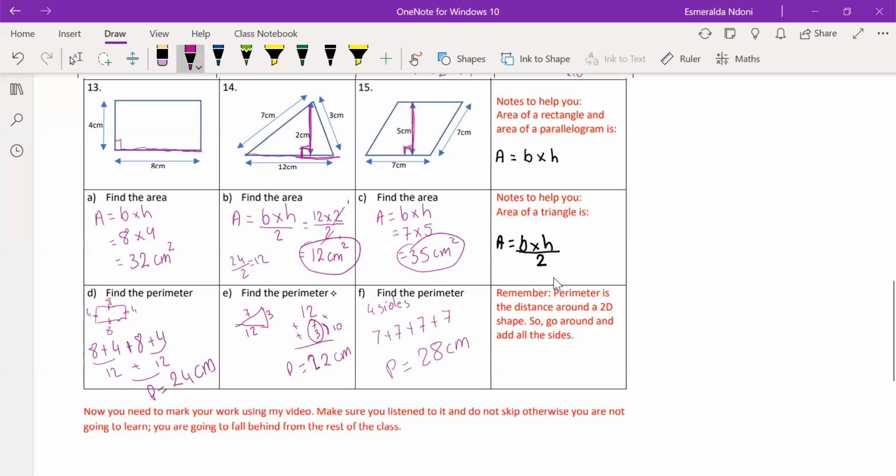We're all done. Please mark your work, and if you didn't get this right, just correct them with a purple pen, because we will be doing loads of this now until we get really good at them.